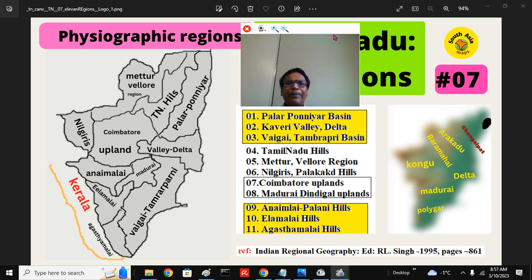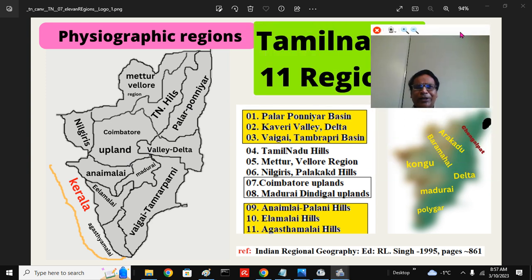So there are 11 regions, and if you look at these 11 regions, the way you understand Tamil Nadu politics, history and culture will be very different. You get a deep articulation.